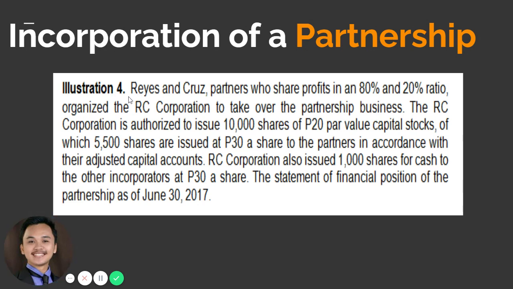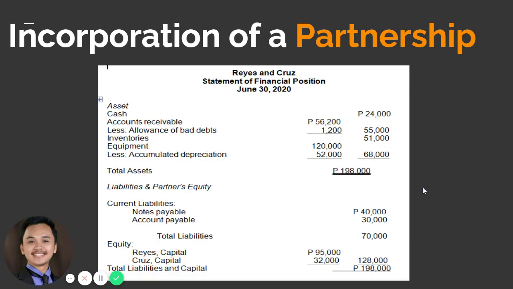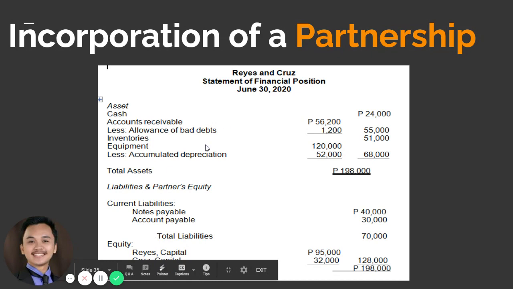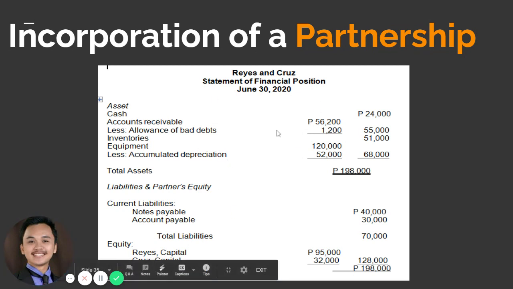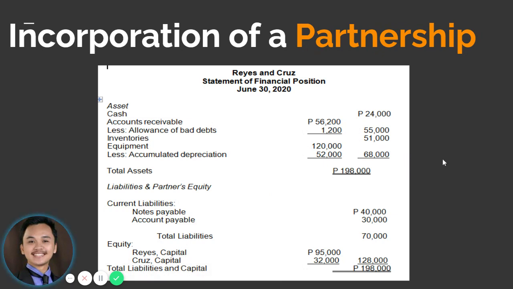So for example, Reyes and Cruz, partners who share profits in an 80-20 ratio, organized the RC Corporation to take over the partnership business. The RC Corporation is authorized to issue 10,000 shares of 20,000 par value capital stock, of which 5,500 shares are issued at 30 pesos per share to the partners in accordance with their adjusted capital accounts. RC Corporation also issued 1,000 shares for cash to other incorporators at 30,000 pesos per share. The statement of financial position of the partnership as of June 30, 2017 will be as follows. This one will disappear because new books will possibly be opened for the partnership. This is the information of the statement of financial position of the Reyes and Cruz partnership.